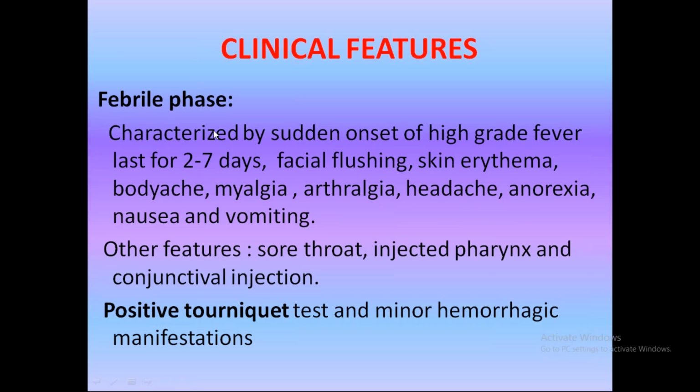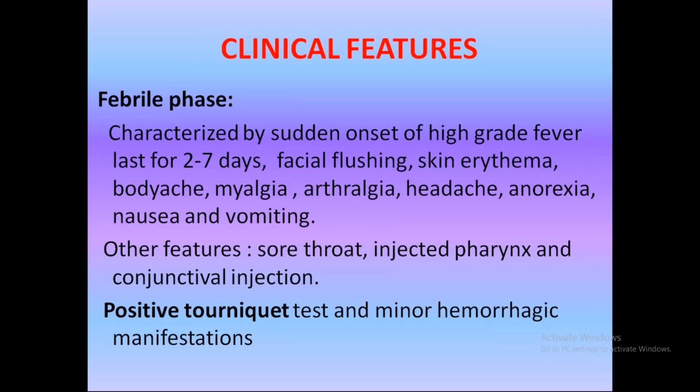So in febrile phase, the child will be having these features, and sometimes they may present along with fever, sore throat, which may mimic pharyngitis, and sometimes conjunctivitis, injected pharynx along with conjunctival injection. So all these features will be seen in febrile phase. If you do the tourniquet test, it may be positive, and sometimes minor hemorrhagic bleeding of the gums may be there.